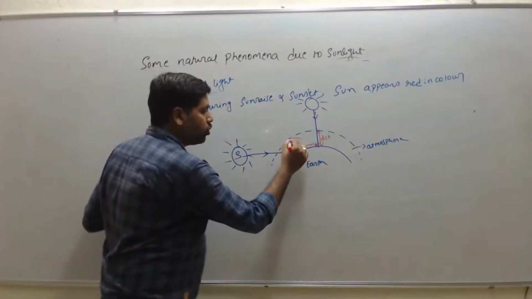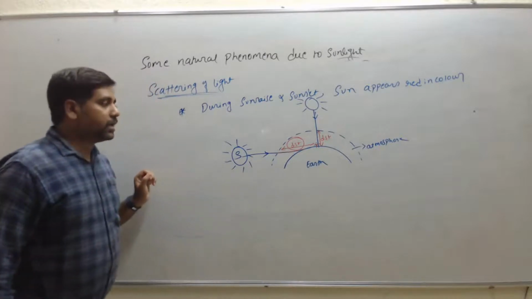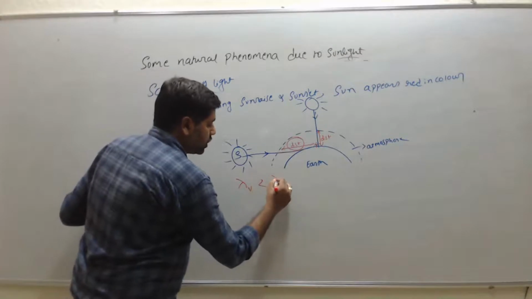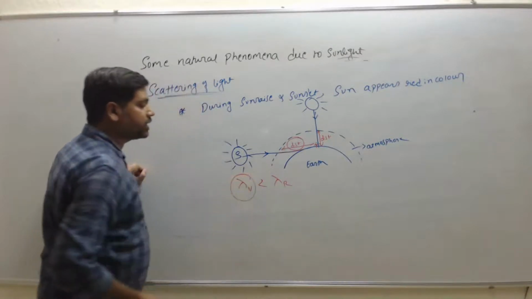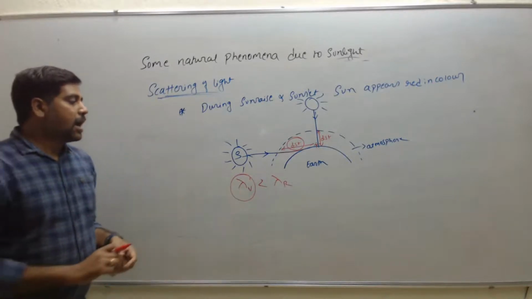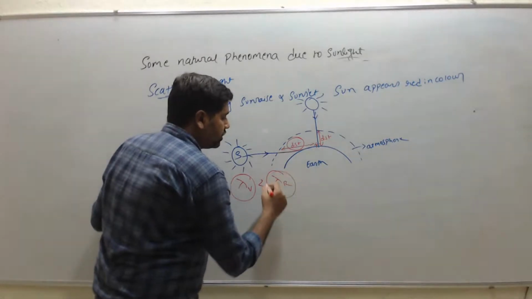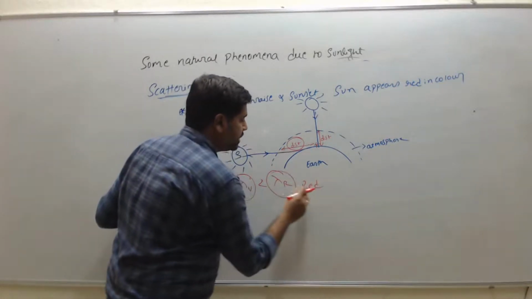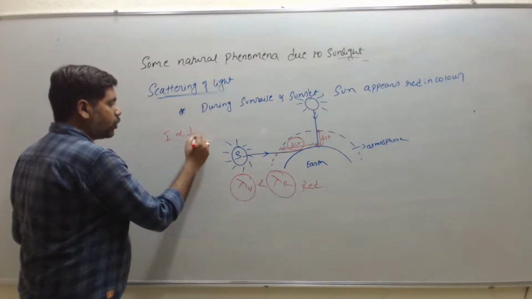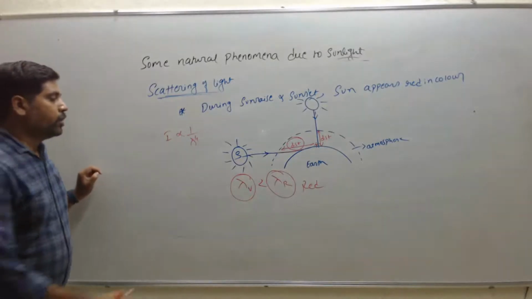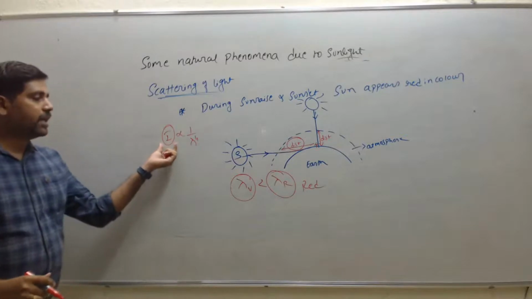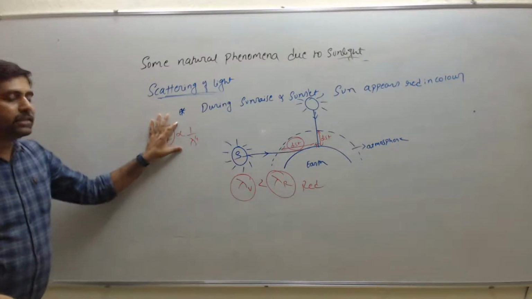Hence most of the light is scattered, that is, the shorter wavelengths are scattered most and these are removed by scattering, and the unscattered light is only the red color. The least scattered is red, because of the relation that intensity is inversely proportional to lambda to the power 4. The wavelength of red light is more, hence its scattering intensity is less. If its intensity is less, then it is least scattered.